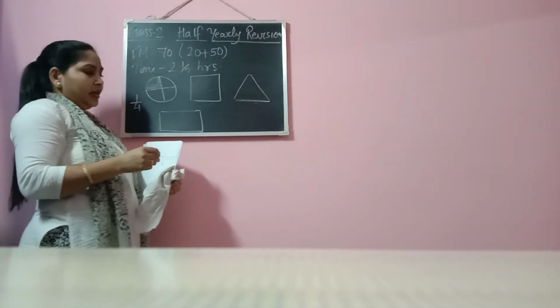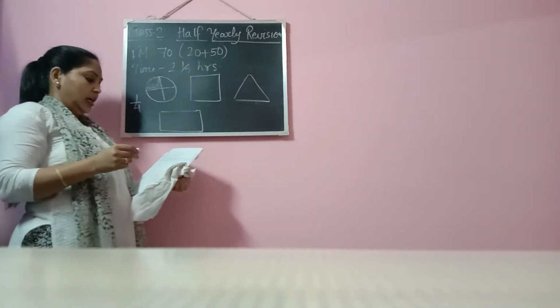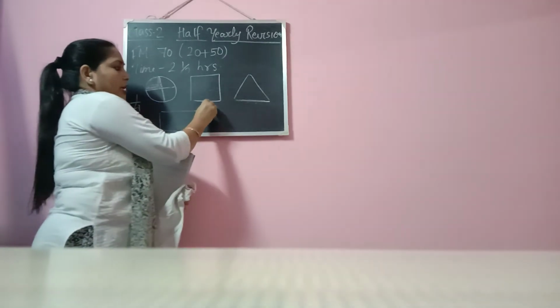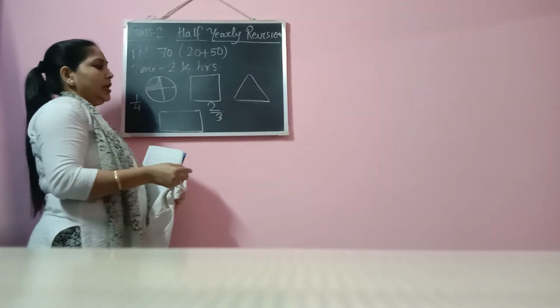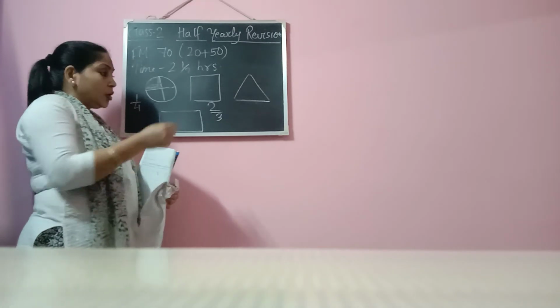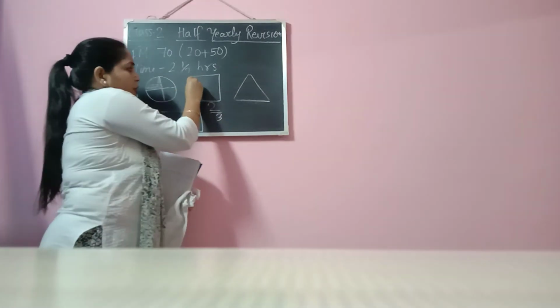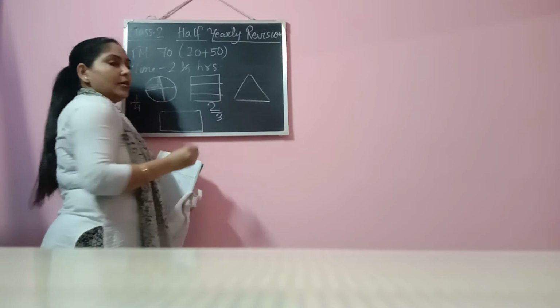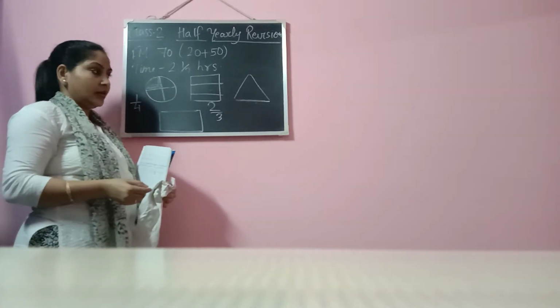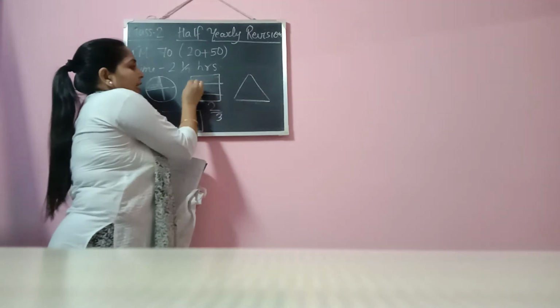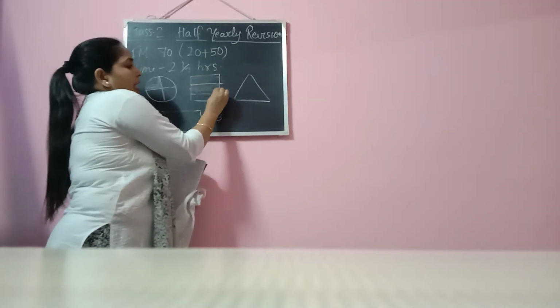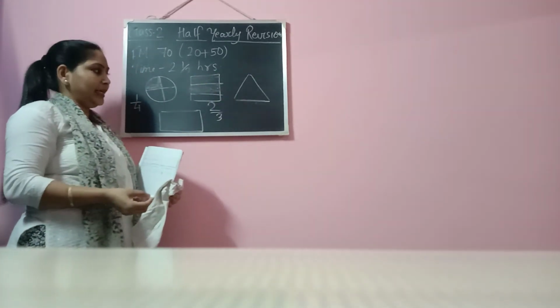Now if the question says show the fraction 2 by 3. Say this is the figure, a square, 2 by 3. Now 2 by 3 means what? The total figure is divided into 3 equal parts. And out of 3 equal parts, I am going to shade any 2 parts. And this is 2 by 3.